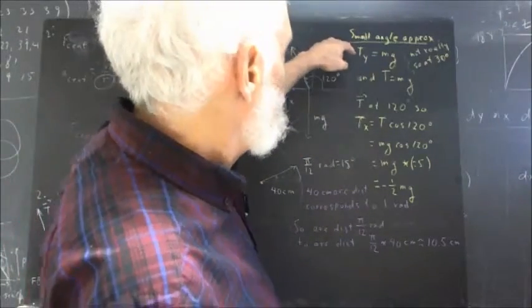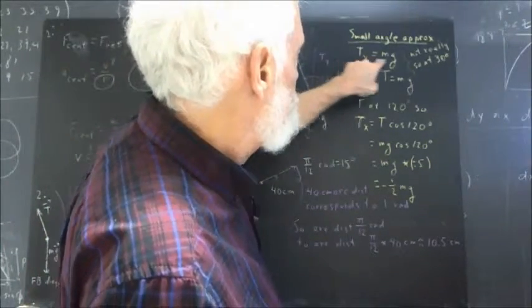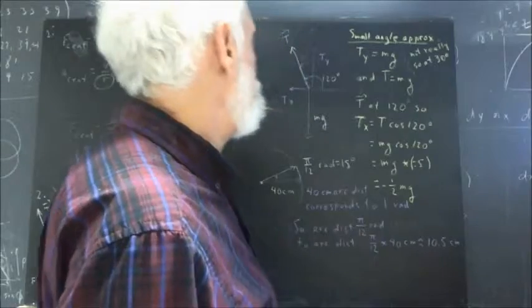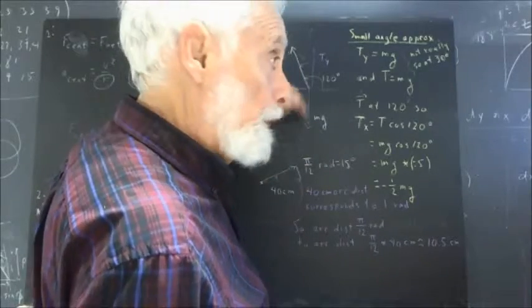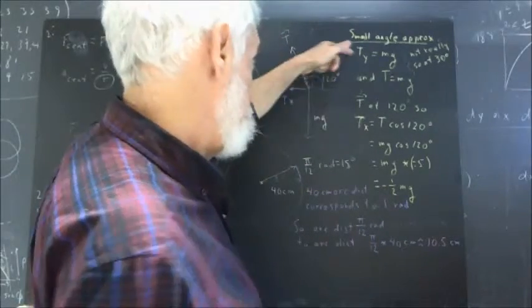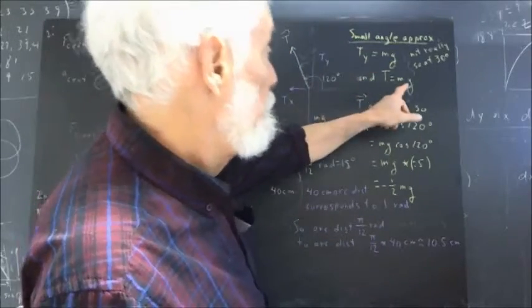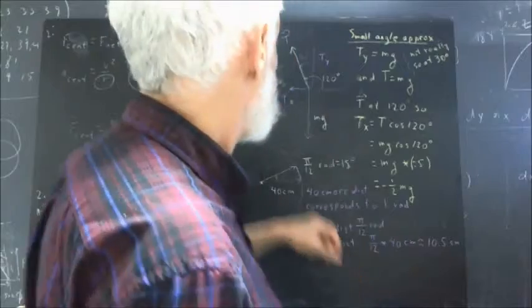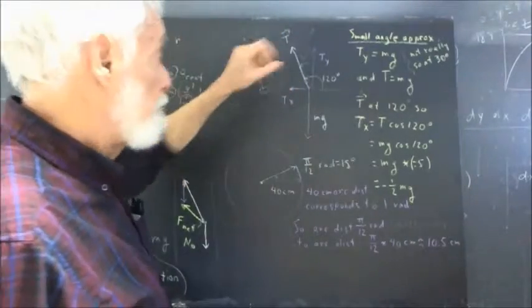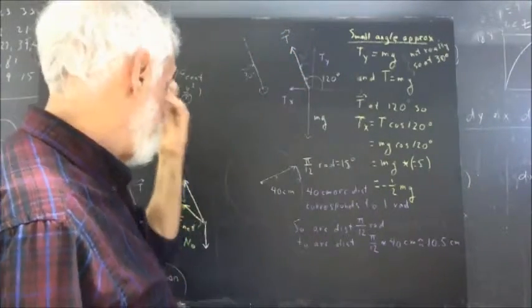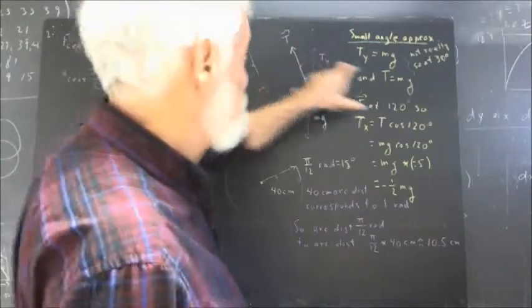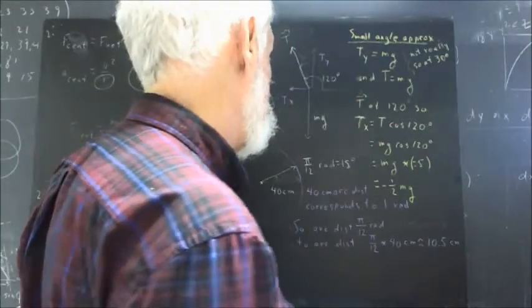Okay, well, then the y component of the tension is going to be equal in magnitude to the weight of the pendulum, to mg, m being the mass of the pendulum. And the tension itself is equal to mg. Again, that can't really be so. They can't really both be equal to mg, but they differ by so little that we make this approximation.